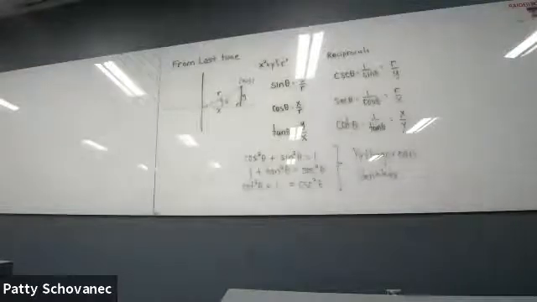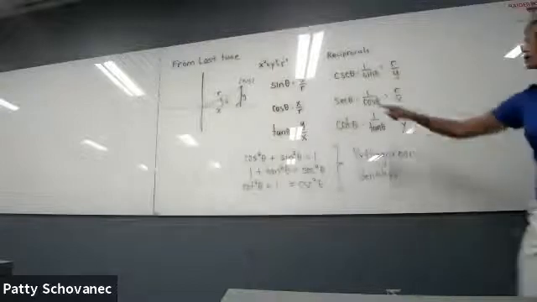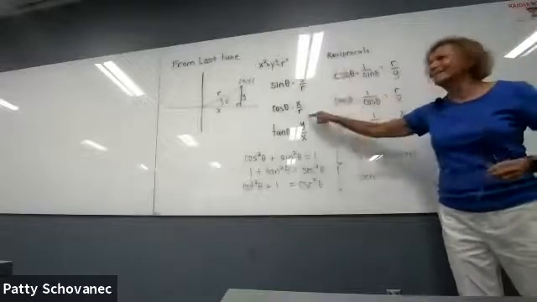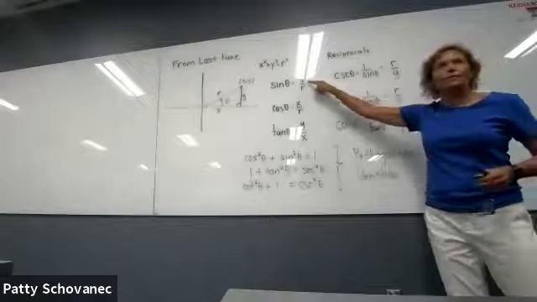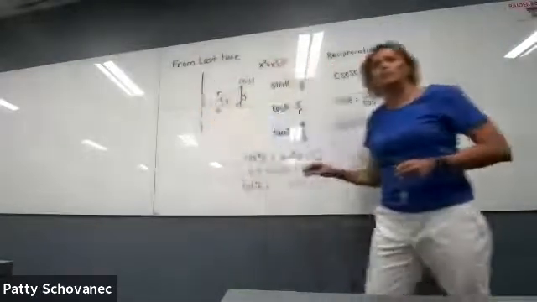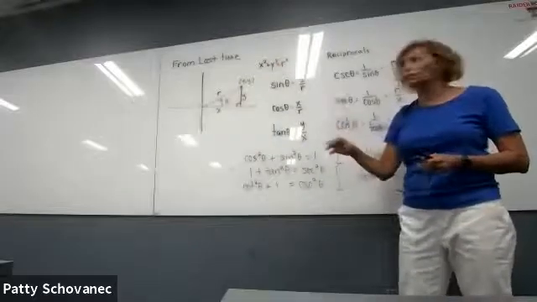Then we also said that we can determine the sign of our trig functions based upon what quadrant things were in. R is always positive. There's no R there. So sine is positive wherever y is positive, and that's in quadrants 1 and 2. It's negative in the other 2 quadrants.